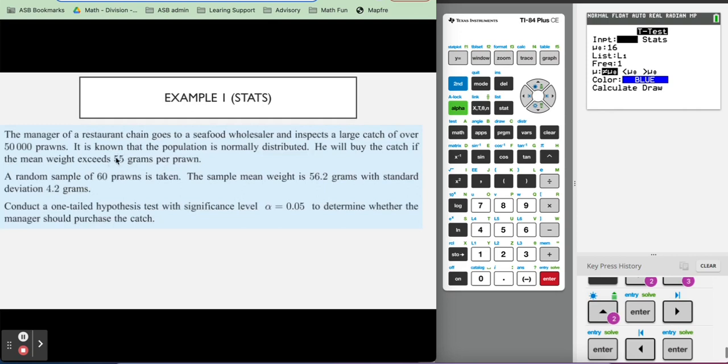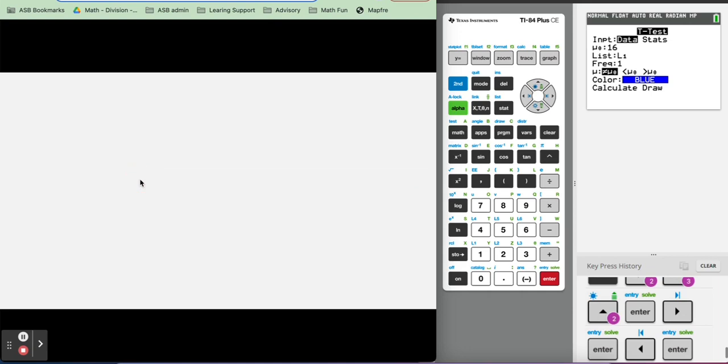And then our alternative. Now, remember, we want to see if they want to purchase this catch. They will only purchase this catch if the mean weight exceeds 55, exceeds, bigger than. So for this question, we're looking at an alternative which is going to be bigger than.